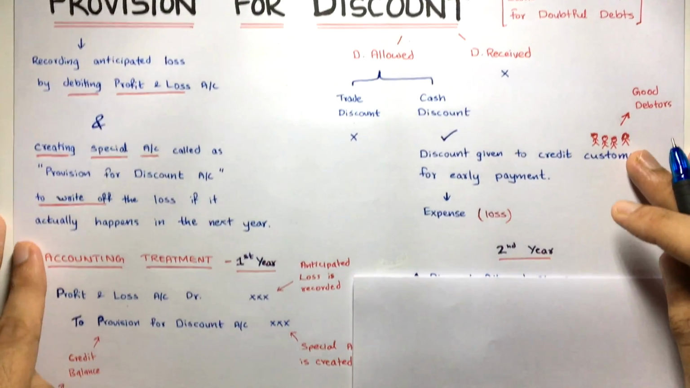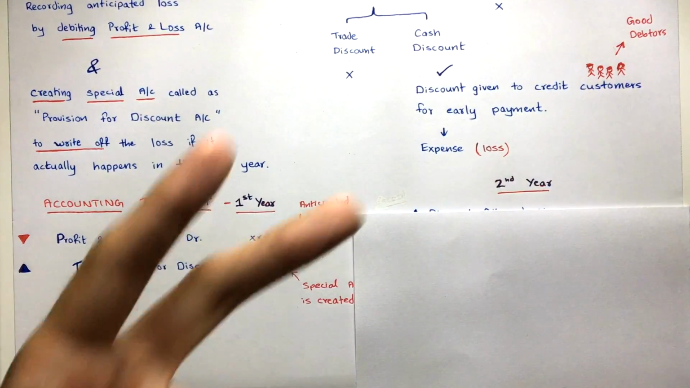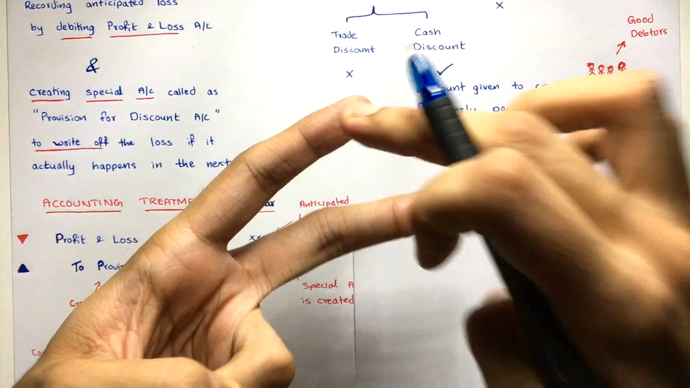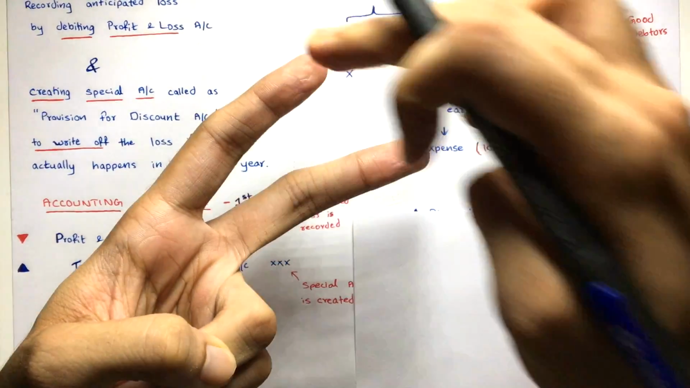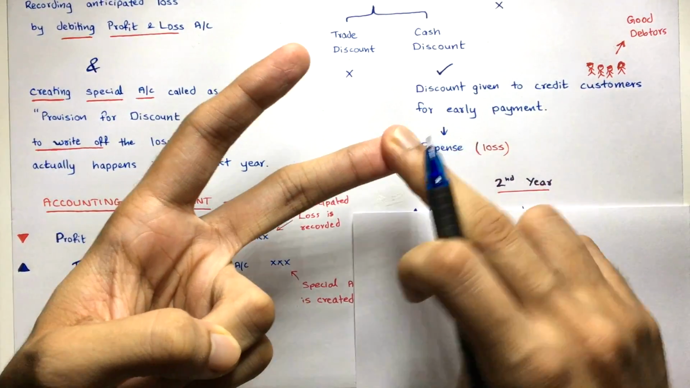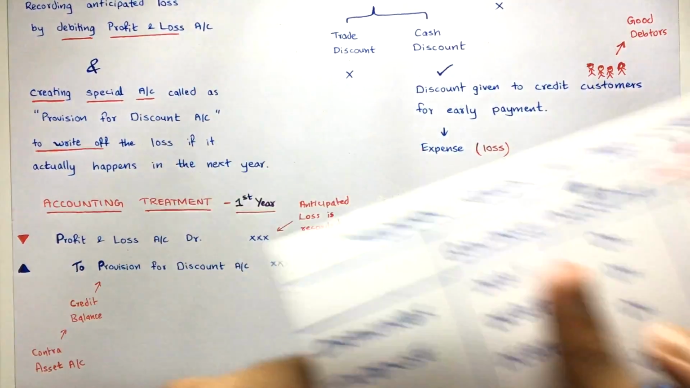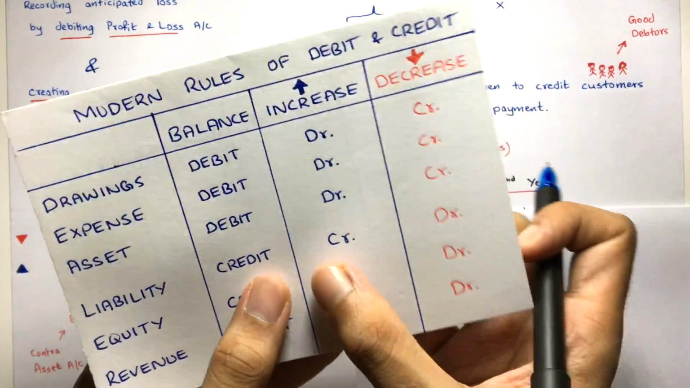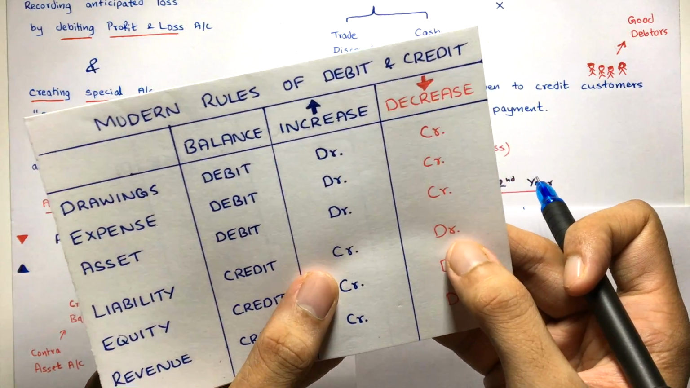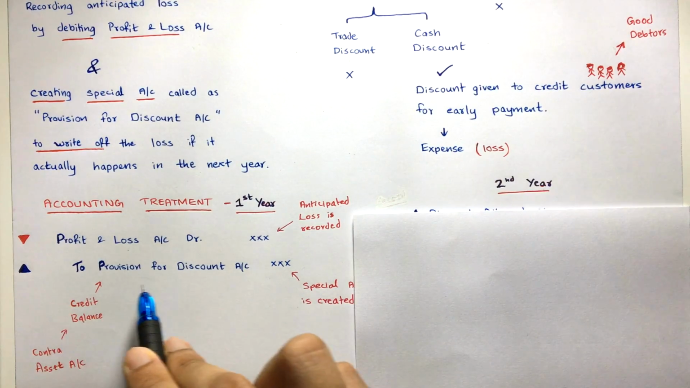See, it's really simple. Accounting treatment in the first year. Anticipated loss you have to record. Two things are there. Understand, anticipated loss you have to record, which you will record by debiting profit and loss account, and you have to create a special provision account, which will have a credit balance. Credit balance means whenever it increases you have to credit, whenever it decreases you have to debit, right? That's what credit balance means. So you will have to credit the provision for discount account.